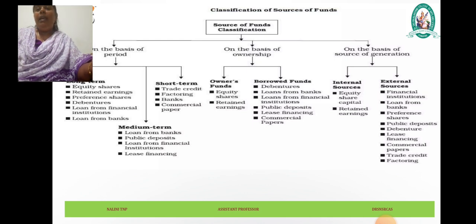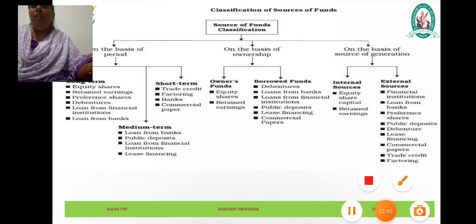And the second main category is the basis of ownership. It is again divided into owners fund and borrowed fund. In owners fund, we see equity shares and retained earnings, but in borrowed funds we see debentures, loans from banks, loans from financial institutions, public deposits, lease financing and commercial papers.